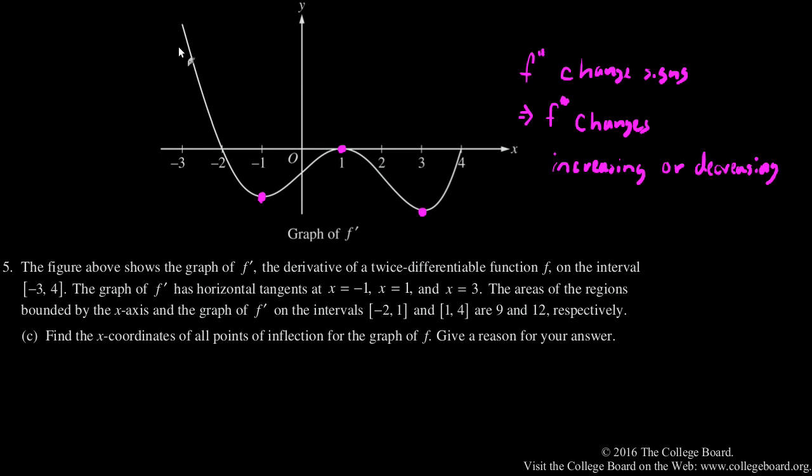We can see that from -3 to -1, f prime is decreasing, which means f double prime is negative. From -1 to 1, f prime is increasing, so f double prime is positive. From 1 to 3, f prime is decreasing, so f double prime is negative. And from 3 to 4, f prime is increasing, so f double prime is positive. So that means that f is concave down here, concave up here, concave down here, and concave up here.